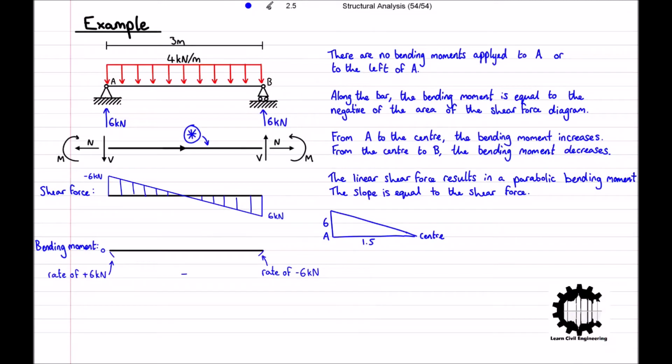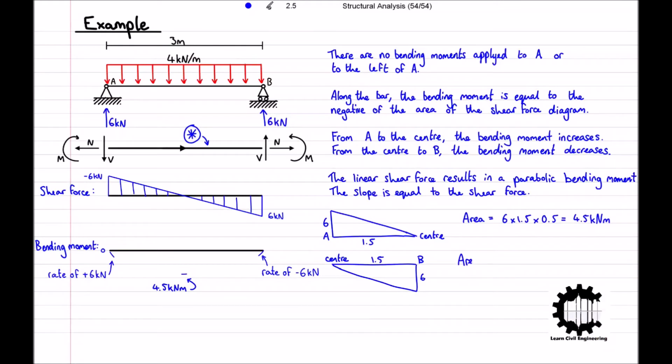Between point A and the centre of the bar, the area is equal to 6 times 1.5 times 1/2, which equals 4.5 kilonewton meters. And as we know that the bending moment at point A is equal to 0, we know that the bending moment at the centre of the bar is equal to 0 plus 4.5, which is just 4.5 kilonewton meters.